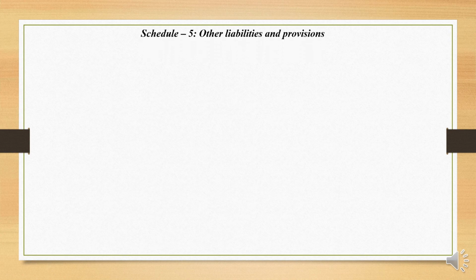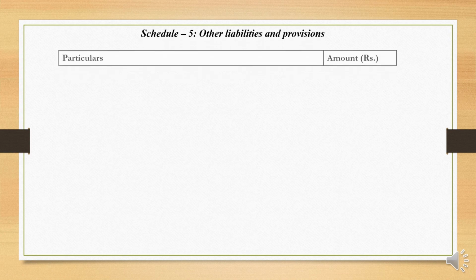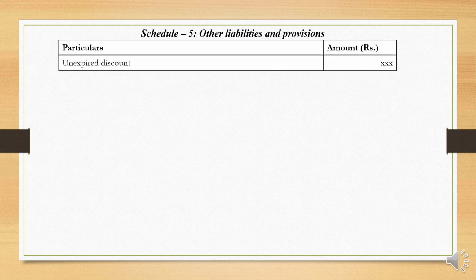Number 5, other liabilities and provisions. In this we have unexpired discount. You know what I mean by unexpired discount. See, total discount received this year is 50,000. Out of that, 45,000 belongs to this year, and the remaining 5,000 belongs to the next year. So that is called unexpired discount.